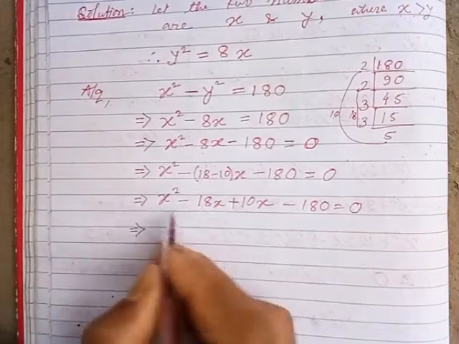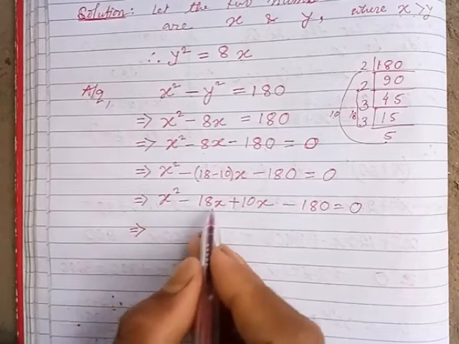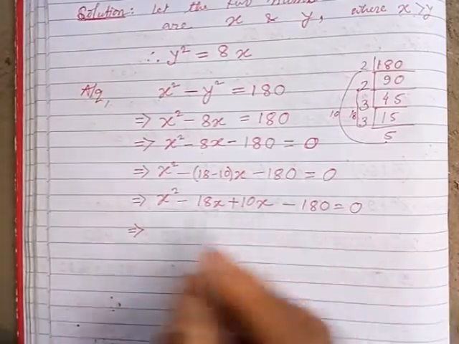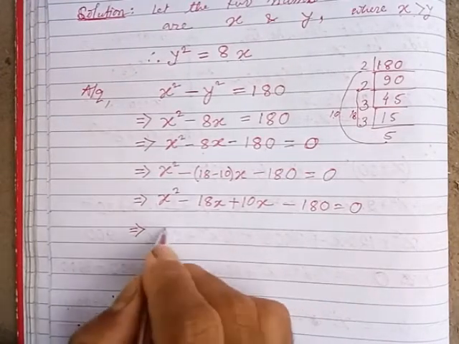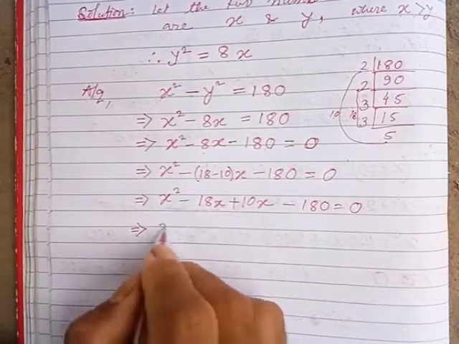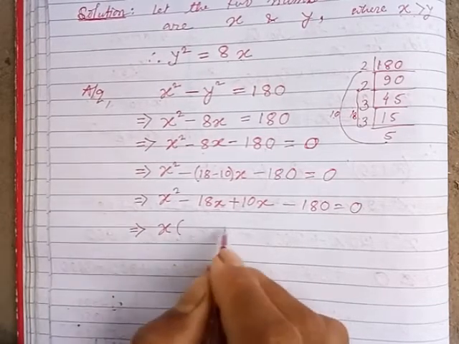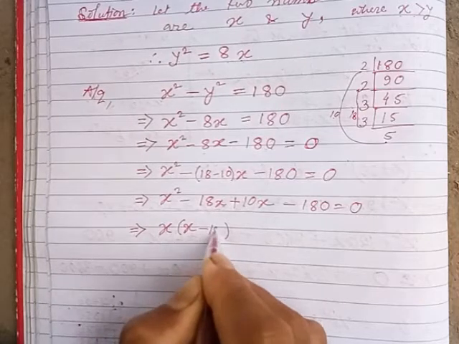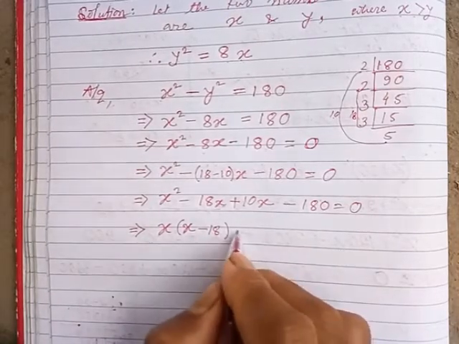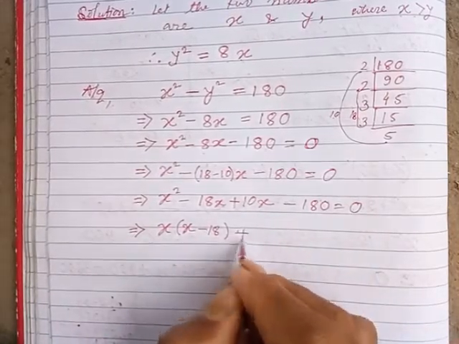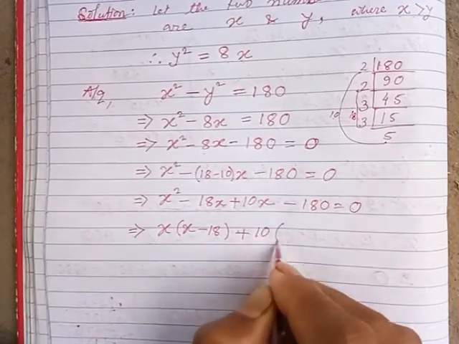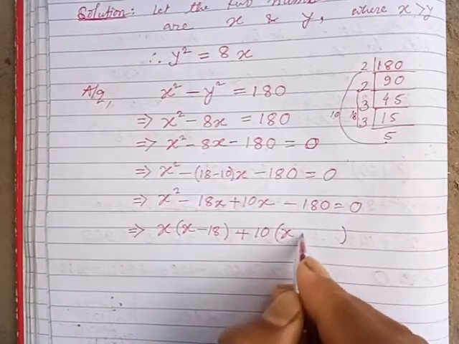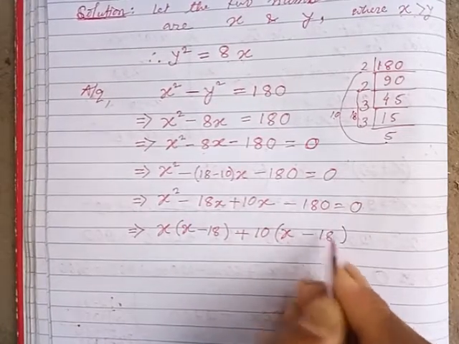Now let us proceed. X square minus 18x, this is one of the parts, this is another part. So from here I'll take common, from here I'll take common. X is common to both, inside the bracket remains x minus 18. Here what is common? 10 is common. 10 inside the bracket, it remains x, it should be minus 18.